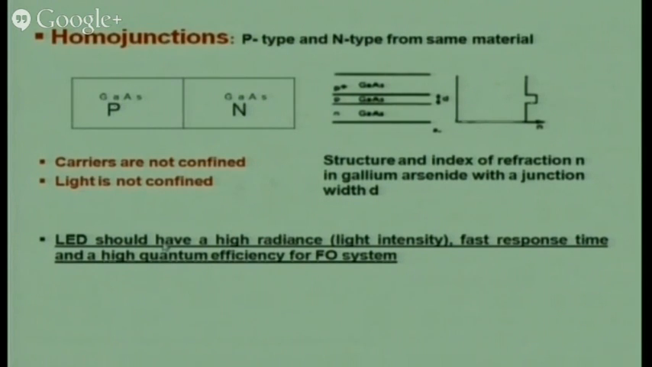Now what we need is that the LED should have a high radiance because I want more light to be coupled to the fiber. At the same time, it should have a fast response time and a high quantum efficiency. When I say quantum efficiency, it means how much current I am pushing in, and how much light I am getting.